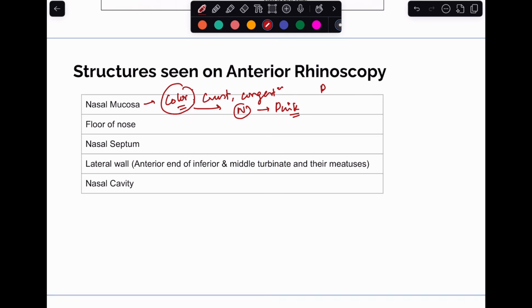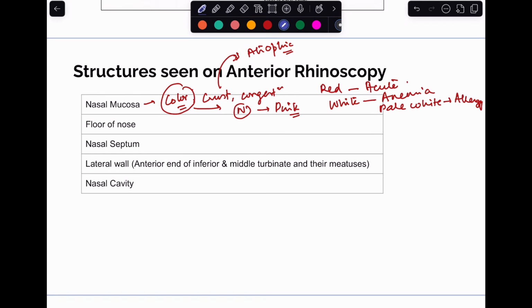Whereas if it is a bright red, in that case it will suggest an acute inflammation. If it is a little pinkish white in color, in that case it will suggest anemia of the patient. A pale white color will indicate more towards allergy. I mentioned crusts. If you see a lot of greenish, blackish crusts and discharge, that can indicate atrophic rhinitis. So these are all findings that you'll be inferring just by looking at the nasal mucosa.